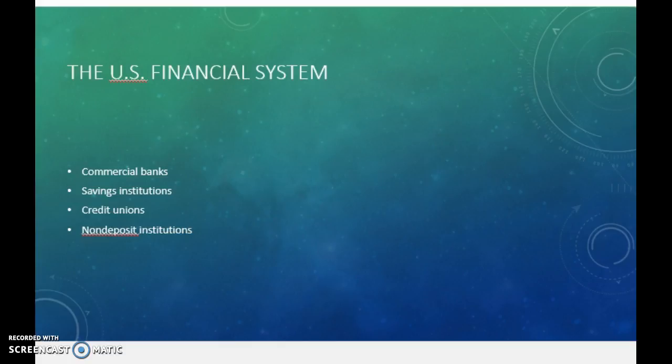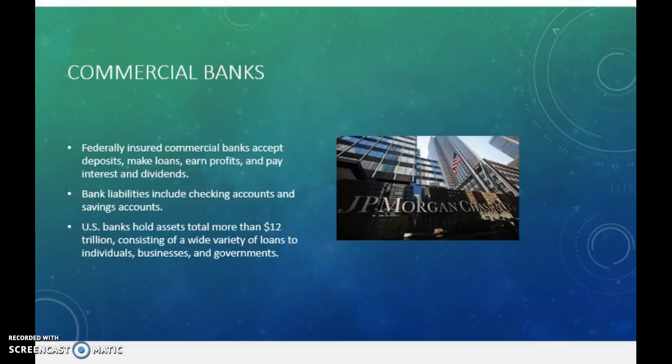The four financial institutions that we will discuss are commercial banks, saving institutions, credit unions, and non-deposit institutions. Federally insured commercial banks accept deposits, make loans, earn profits, and pay interest and dividends. Bank liabilities include checking accounts and savings accounts.